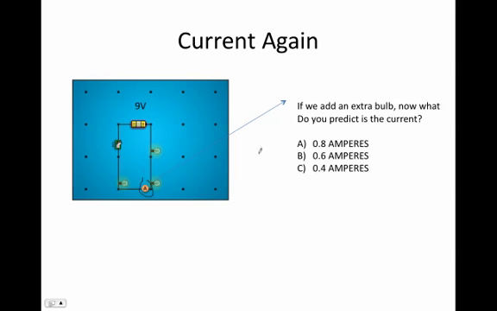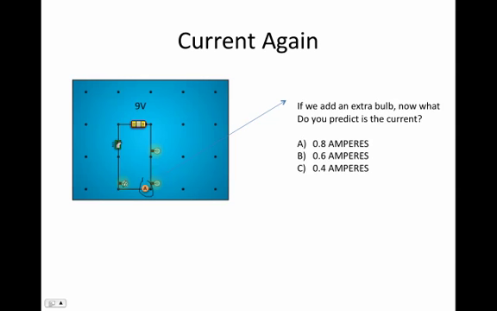What would you guess? Well, if we add another bulb, what does that do to how fast the electrons are flowing? The analogy might be we're driving along a highway, and what if we increase the number of speed bumps along the highway? Instead of having 2 speed bumps, we now have 3 speed bumps. What would that do to the speed of the cars, which are the electrons? It would slow them down.